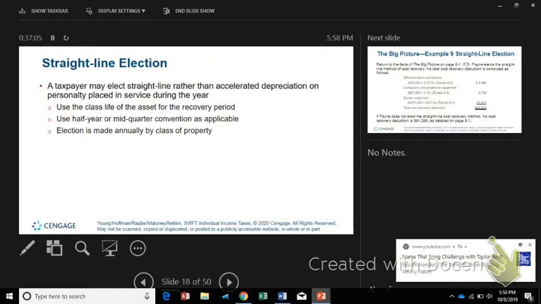A taxpayer could decide or elect to use straight line rather than accelerated. This is all accelerated depreciation. They use the class life rather than the recovery period. They can use mid-quarter or half-year, but the election can be made annually. You would decide to do that if you want to slow down the depreciation. I don't know a lot of people that want to do that, but that would be if you're going to slow down the depreciation over the life of the asset.